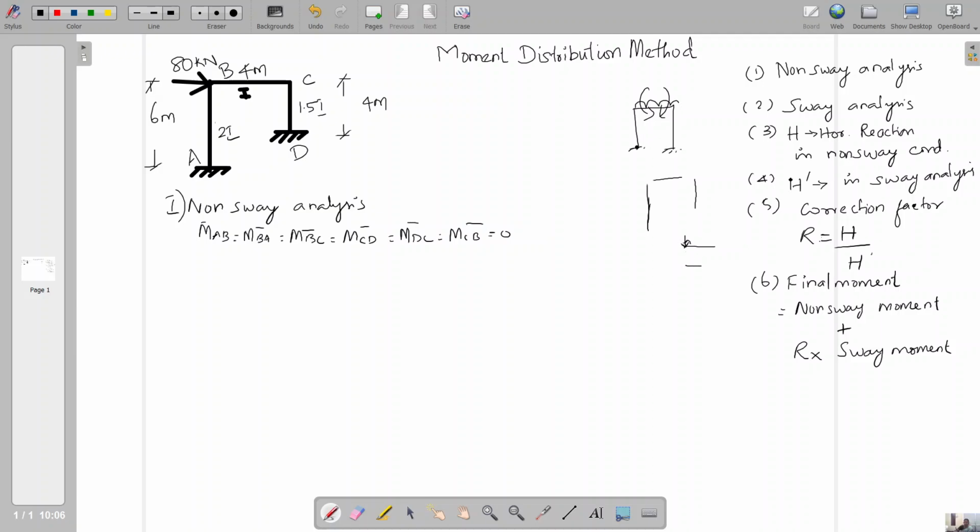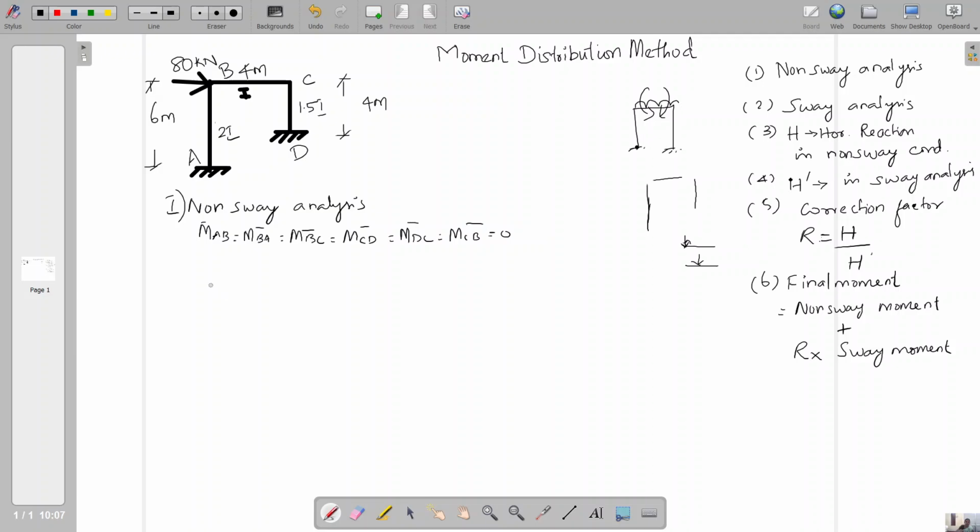When the load is on the span of the beam, then we can calculate as minus WL by 8, plus WL by 8, minus WAB square by L square, plus WBA square by L square. So whenever the load is at the joint, we can't calculate the fixed end moment. The non-sway analysis can be started only when the fixed end moment values are available. So in this problem, there is no need of non-sway analysis. We can directly go to the sway analysis.